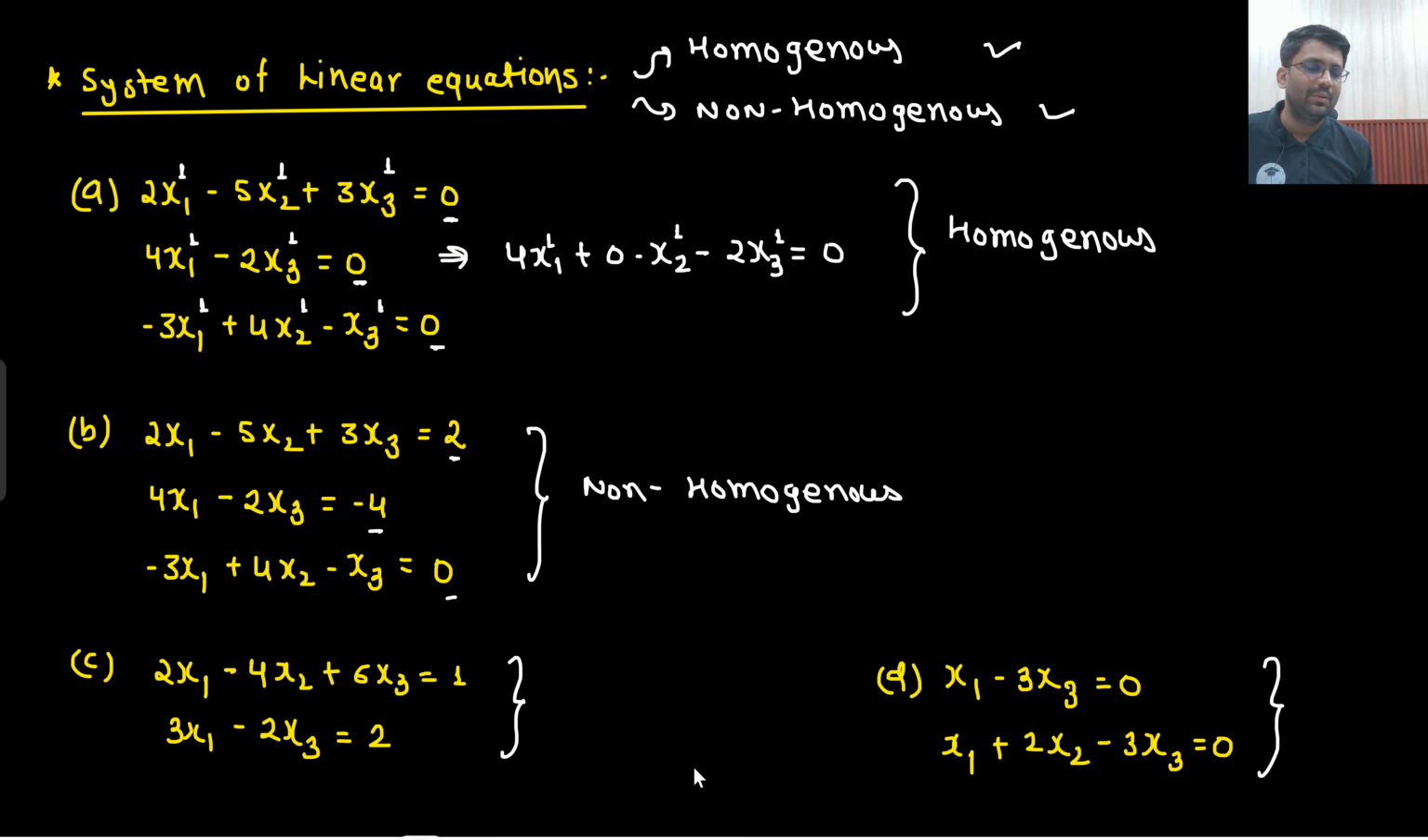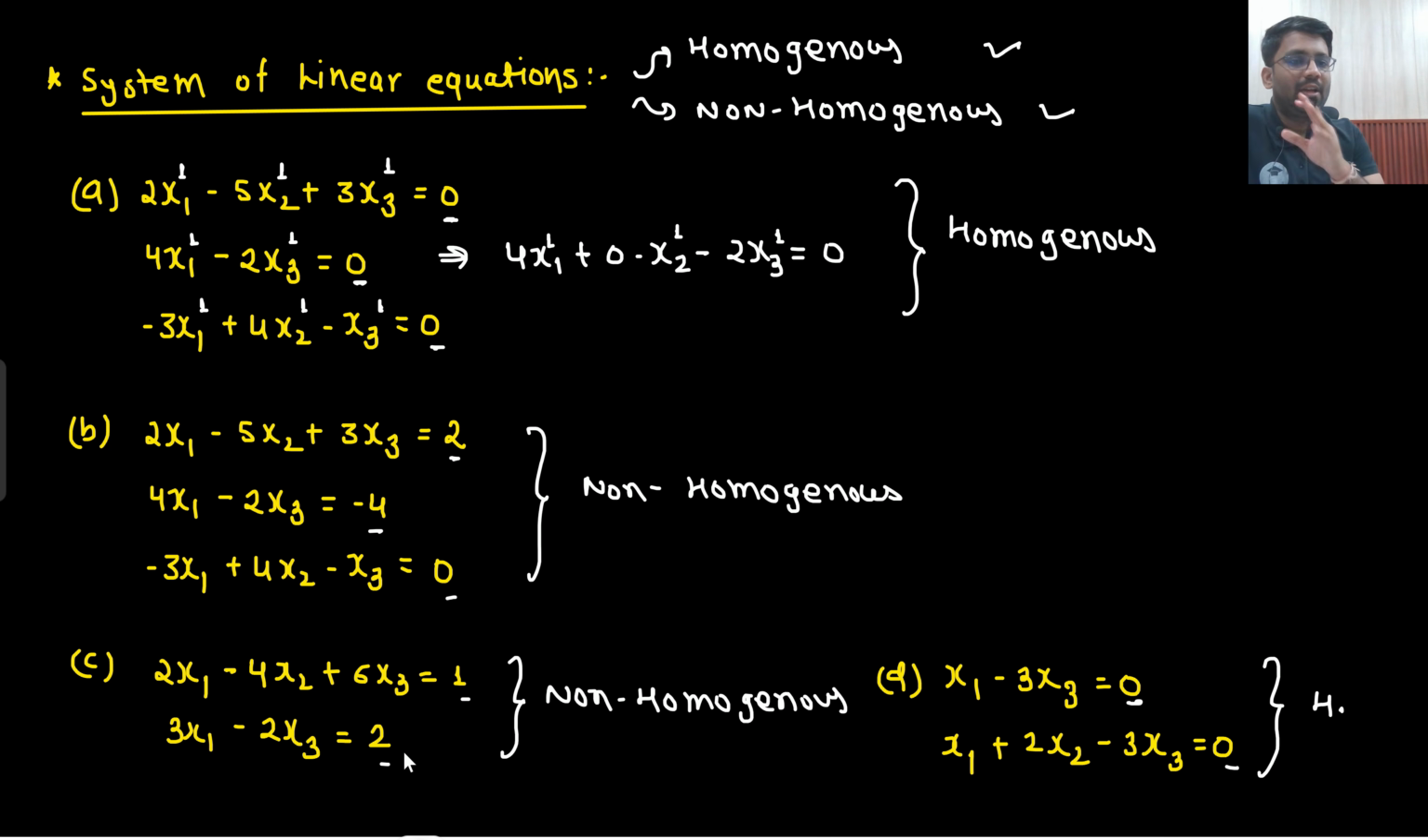What do you think? What will be the scenario here? Is it homogeneous or non-homogeneous? It is, sir, non-homogeneous. What about this one? This is homogeneous, right? Because the constant value is always 0. Understandable? Is that clear? So did you understand the meaning of system of linear equations?